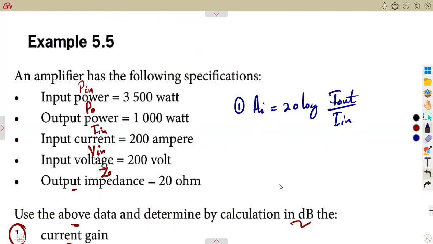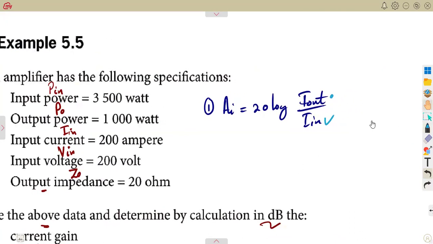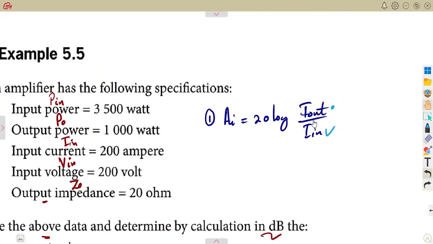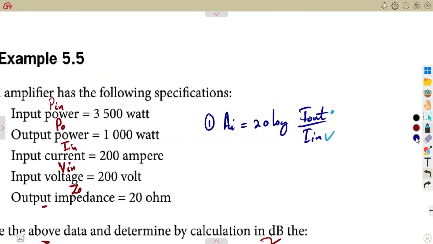That's the question. Are we having the output current, the input current? From our information, the input current is there. This one we have, but the output current we do not have. Thus, we are forced to calculate this output current from where? That is where we have to figure out. From the output values that we are given, what is it that we have at the output?